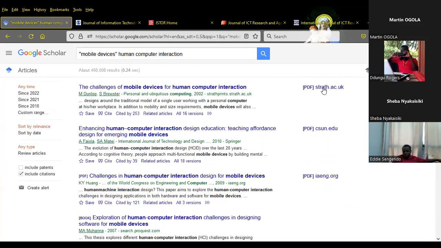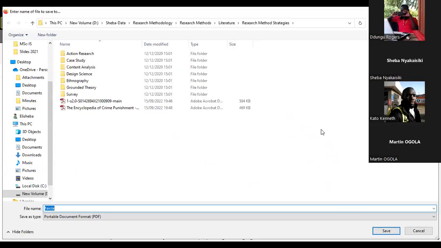Those where Google Scholar gives you a PDF, that means that article is freely available. So here is something on enhancing human-computer interaction and design education. You can decide to download it, and that's the article you're going to focus on. Read through it and see if it is worth it.